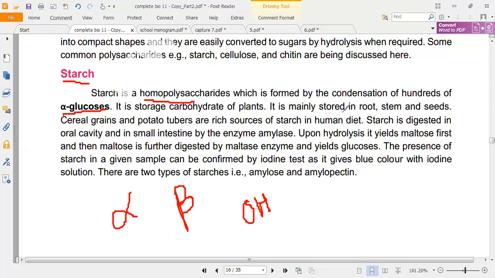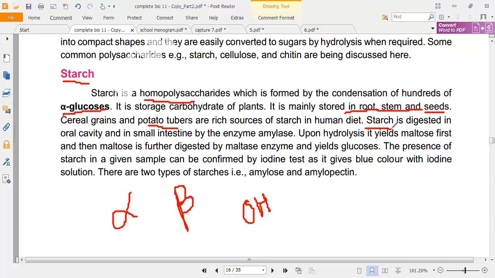Starch is mainly present as a stored energy reserve in the roots, stems, and seeds, like vegetables such as beetroot, carrots, radish, and stems also, which are edible, and seeds also like grains. Cereal grains and potato tubers are a rich source of starch.